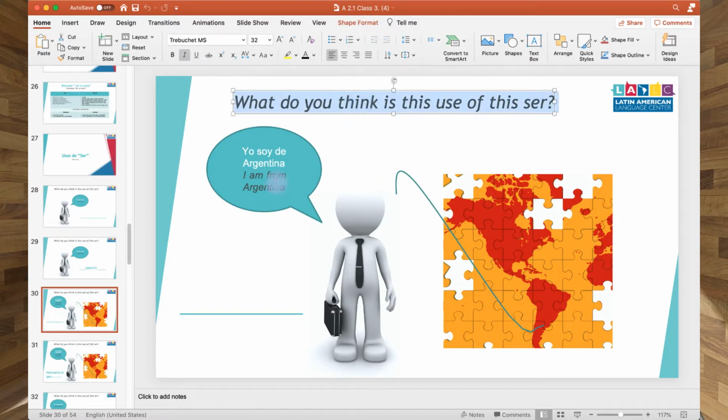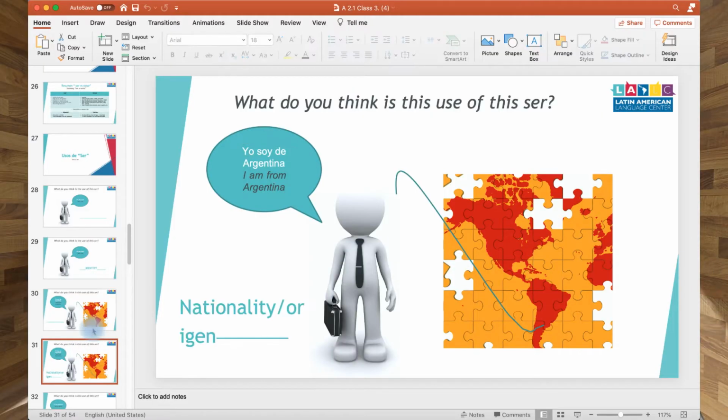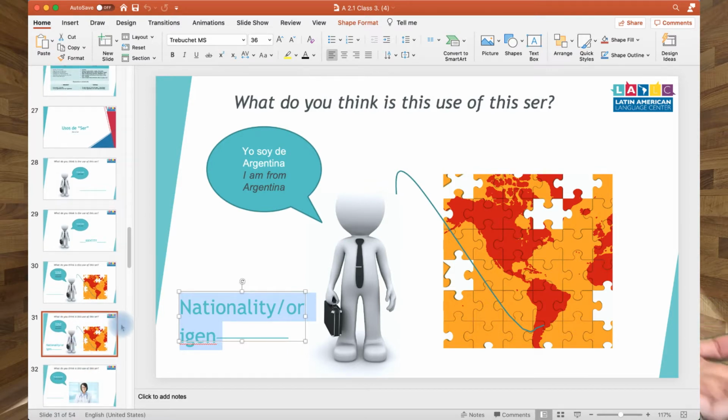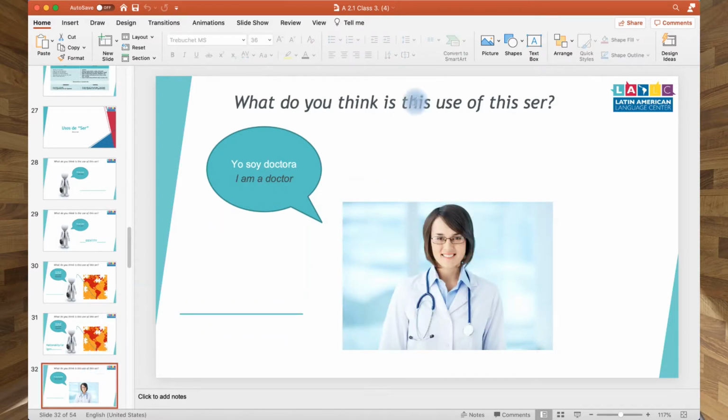Then what do you think is this use of ser? Yo soy de Argentina. Yo soy de Estados Unidos, or yo soy de Ecuador. Origin is where you come from, okay? It is your nationality or origin. So the first one was identity, the second one is nationality or origin.